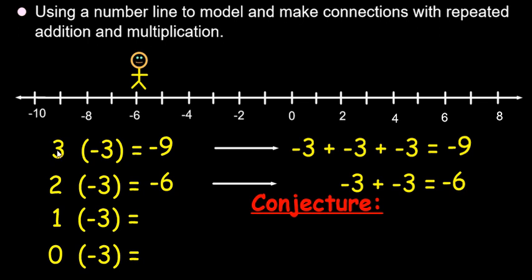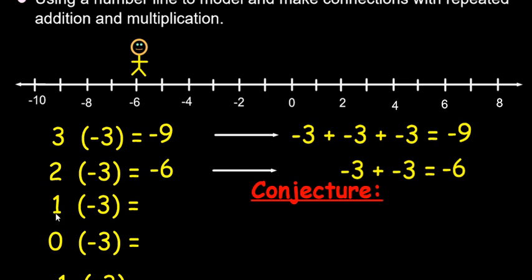Next, and notice we've got a pattern going on. 3 times negative 3, and then we've got 2 times negative 3 and 1 times negative 3. Of course, this one's easy because our identity property of multiplication says that when we multiply a number by 1, we get that same number. So when we take 1 times negative 3, we're going to get that same number, the identity property of multiplication. And here, when we multiply by 0, our zero product property tells us that any number times 0 equals 0. So these are all pretty easy to come up with.